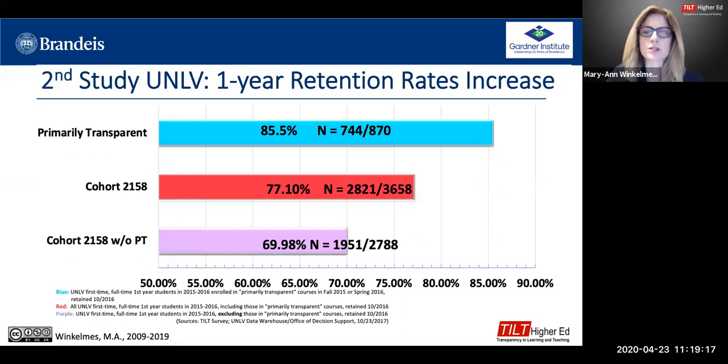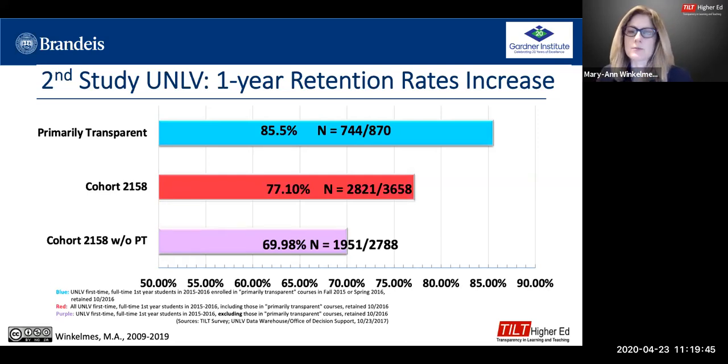Then we looked at retention rate. And here I'm showing you a study from University of Nevada, Las Vegas, which has the most diverse student population in the nation, tied with, I believe, Rutgers. And what you see here is the average rate of return for first-year students at that institution coming back for a second year was 77% in that year. It's the center red bar across the middle of the chart.